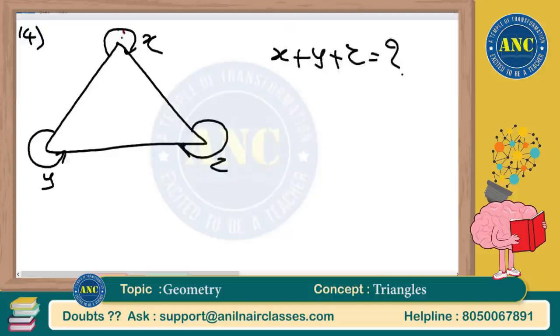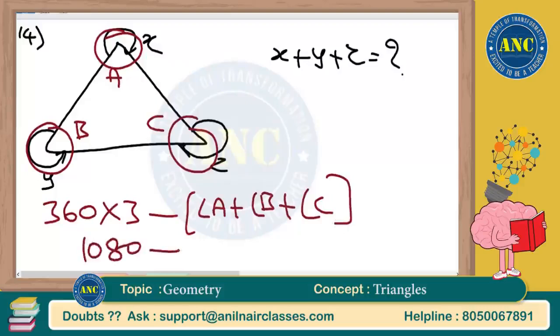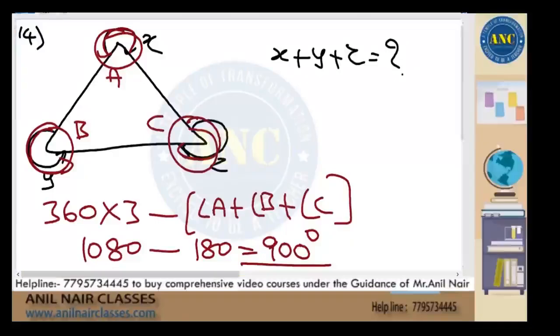Very, very easy. This entire angle is 360. 360 into 3, minus, if this is A, this is B, this is C, angle A plus angle B plus angle C. So this is nothing but 1080 minus 180, which is nothing but 900 degrees. He is asking the outside angle. I hope it is clear. 360 into 3 minus 180, 900. 14th one. I hope the idea is clear.